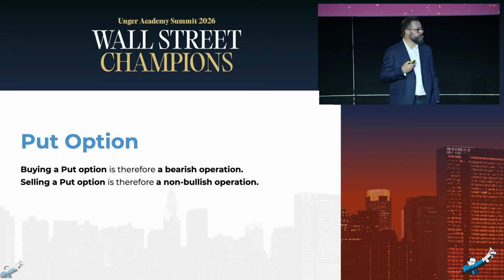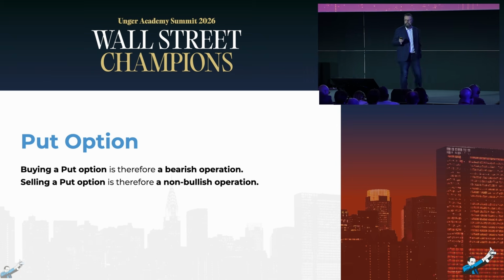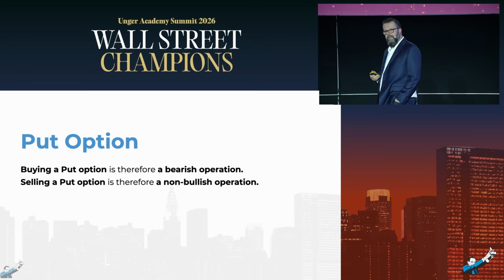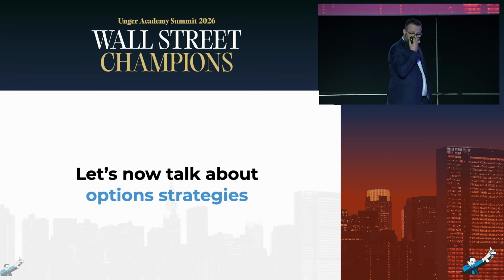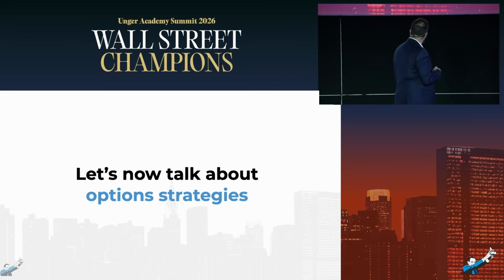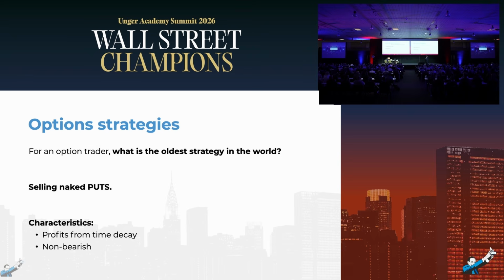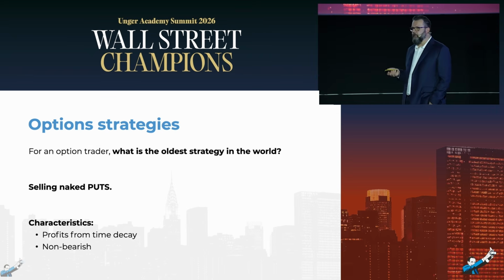Someone who buys an option needs the market to move in their direction. Someone who sells it, on the other hand, can make money even if nothing happens. They have more ways to profit and a higher probability of making money. At this point, let's start talking about strategies. For an options trader, someone who is familiar with options, what is the oldest strategy in the world? I'm sure many of you already know it. Selling naked puts.